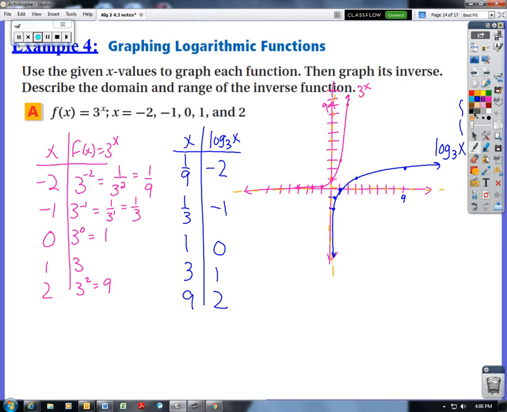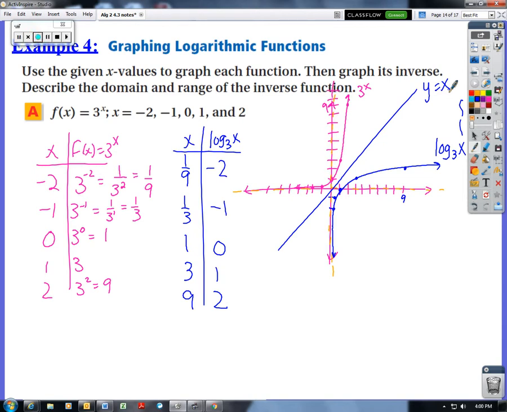And then I like to use black for some reason for my y equals x. Oops, didn't work out so well. That's y equals x. Visually, these need to be reflections over that line. And we're not done yet. We have to describe the domain and range of the inverse function.